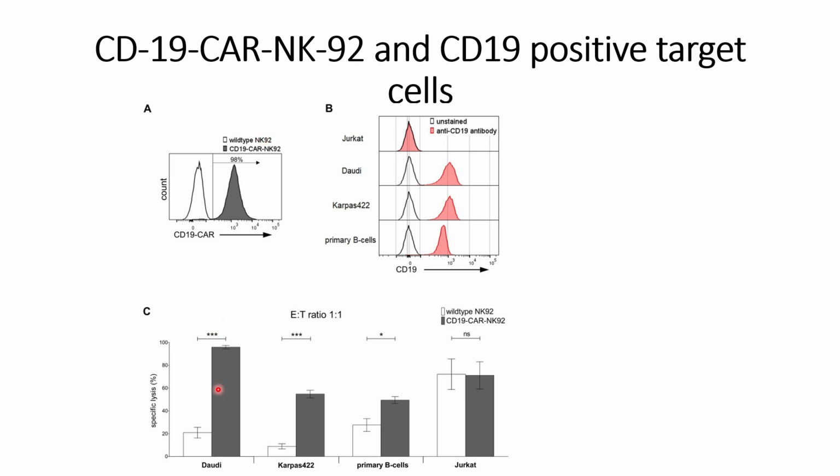However, there is baseline killing also there. It can be seen in almost all the cases, and for the Jurkat cells, it is significantly higher, around 70%. So this could be a cause for concern, that this CD19 CAR-NK92 might have some non-specific targets also. However, when it comes to the specific targets, it has a preference towards the cells that have CD19 expression on the cell surface.